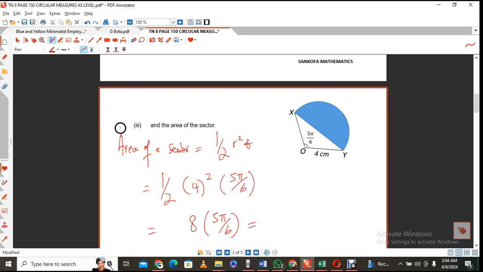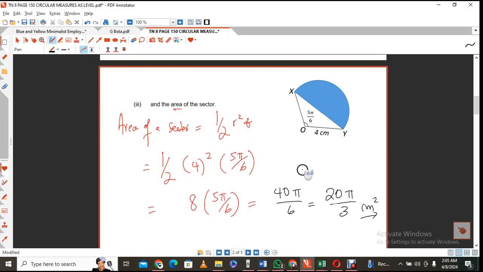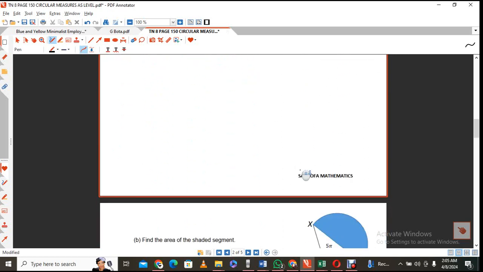Of course, we're looking for area. So, well, you can say 8 times 5, that is 40 pi over 6. And, well, you can simplify this to 20 pi over 3. And this is square centimeters. Of course, you may use your calculator, but remember you must give the answer in terms of pi.